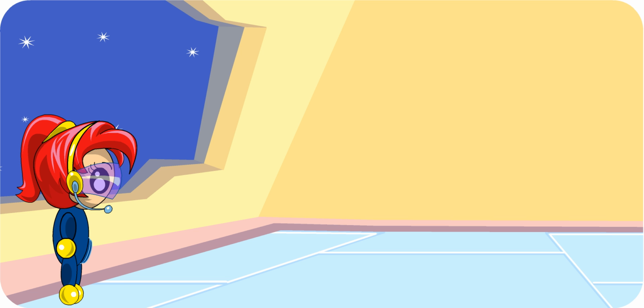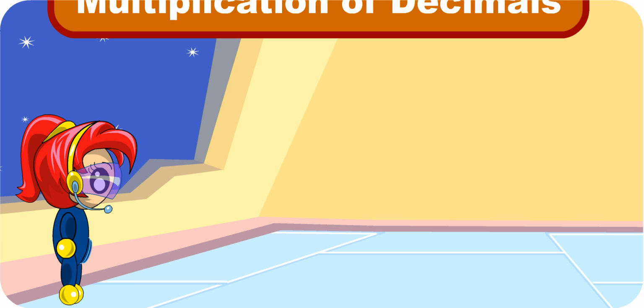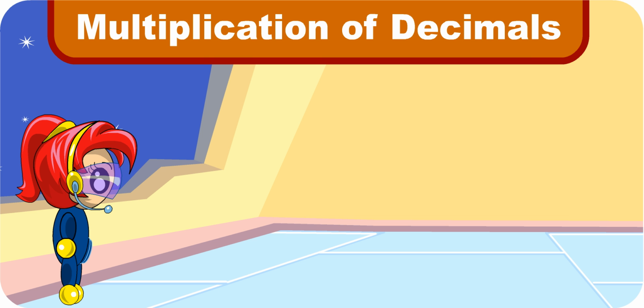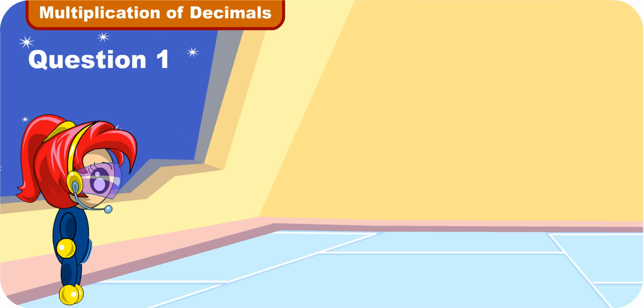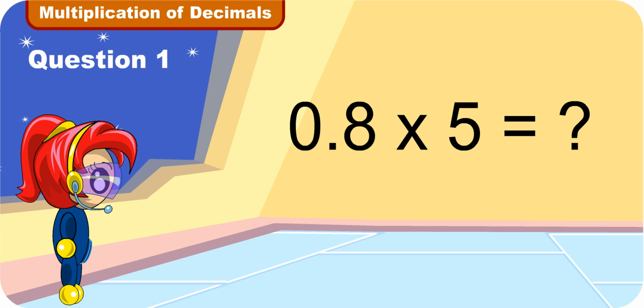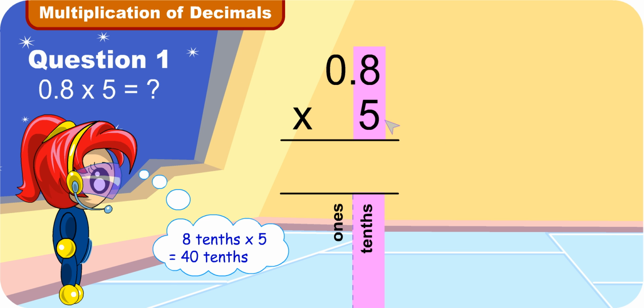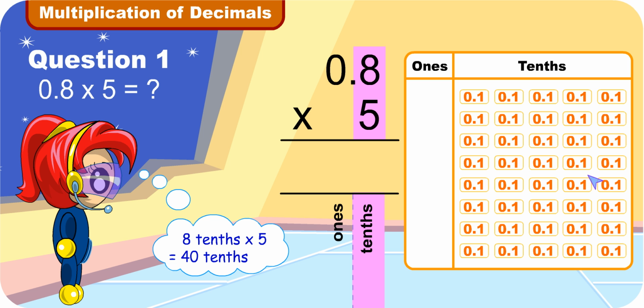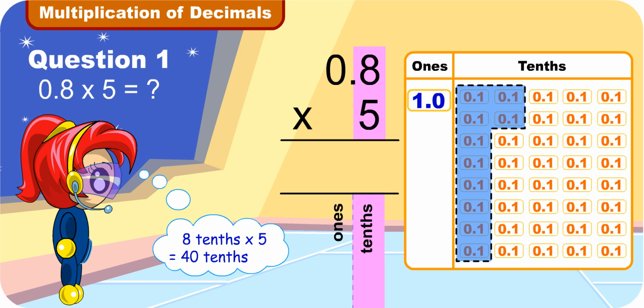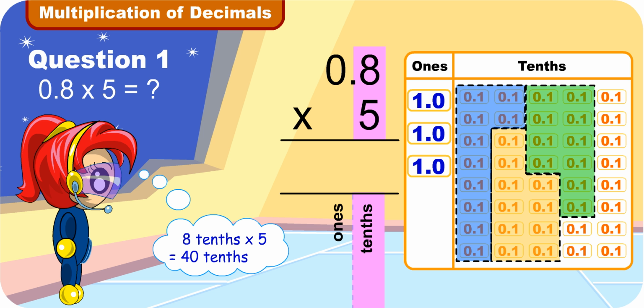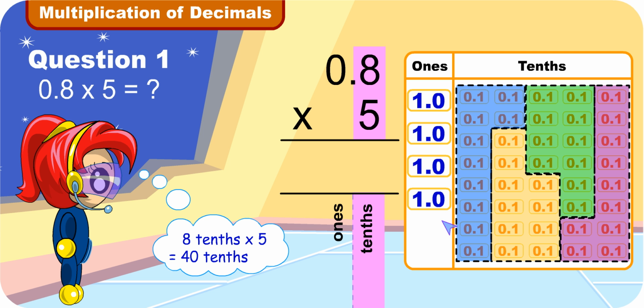Before we learn the division of decimals, we take a look at the multiplication of decimals. Our first question is 0.8 times 5. How do you solve this? Simple. We just need to multiply 8 tenths by 5 to get 40 tenths. Since 10 tenths will make 1 one, 40 tenths make 4. The answer is 4.